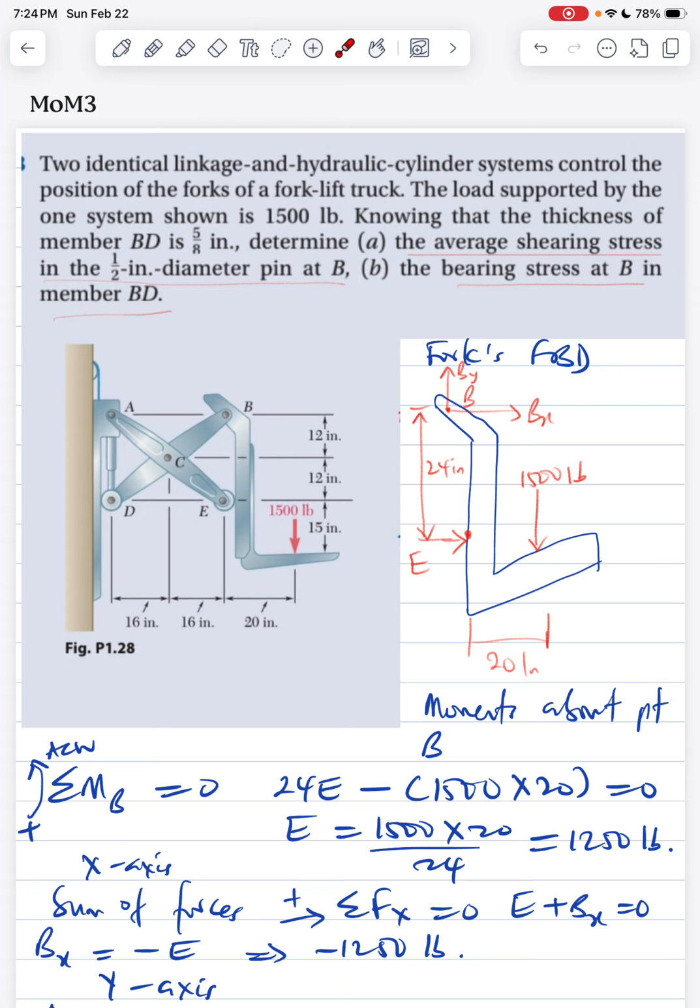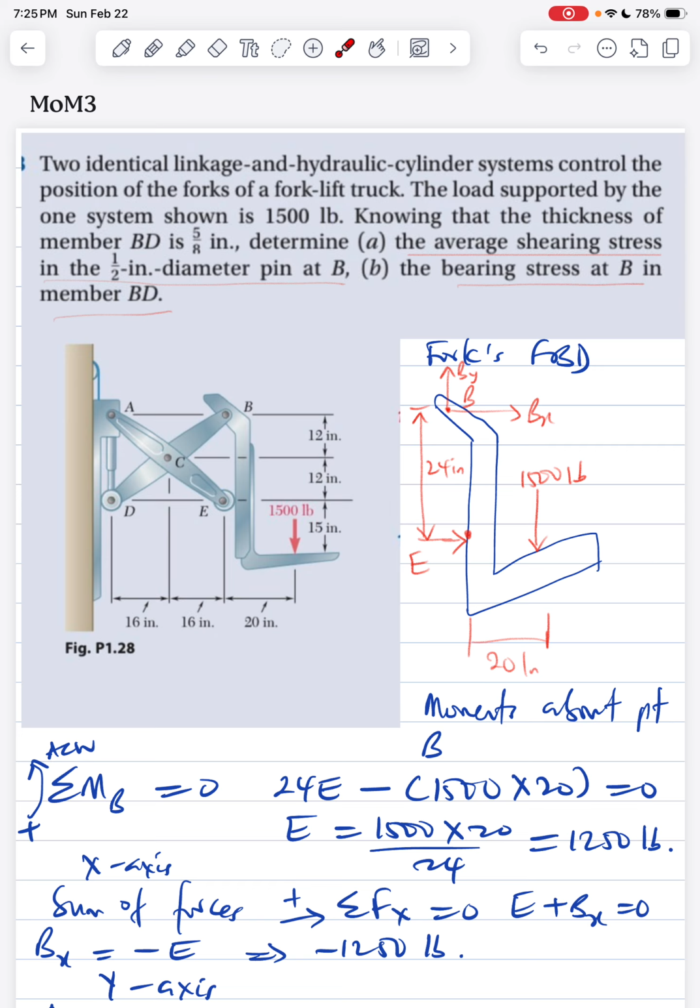Now, for a forklift, what these systems do, that's the linkage and hydraulic cylinder, is simply work together to lift, tilt, steer, or stabilize loads. The hydraulic cylinders are the ones that provide the force, while the linkage controls the geometry and guides the motion. So now, for this problem, we have two identical ones.